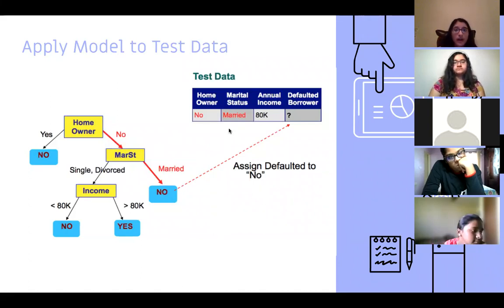But if this test data said not a homeowner, so it would be here, but let's say the marital status was single or divorced, right?